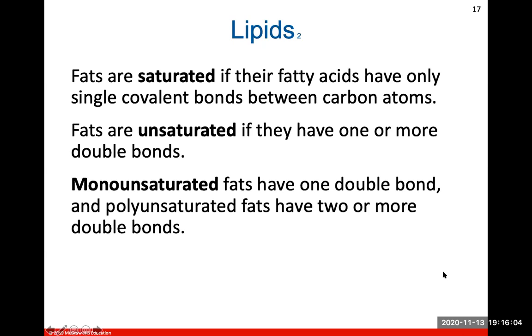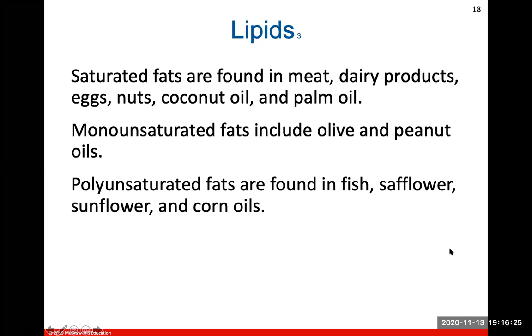Fats can be saturated or unsaturated. Saturated fats have only single covalent bonds between carbon atoms, and fats are unsaturated if they have one or more double bonds. A monounsaturated fat has only one double bond, and polyunsaturated fats have 2 or more double bonds. Saturated fats are found in meat, dairy products, eggs, nuts, coconut oil, and palm oil. And monounsaturated fats include olive and peanut oils, and polyunsaturated fats are found in fish, safflower, sunflower, and corn oils.